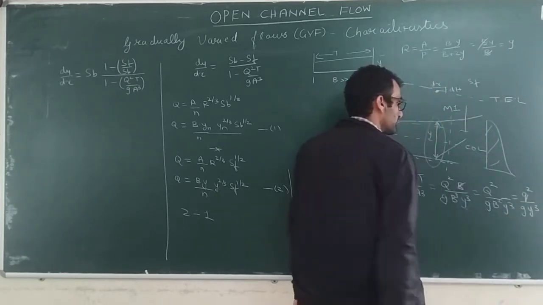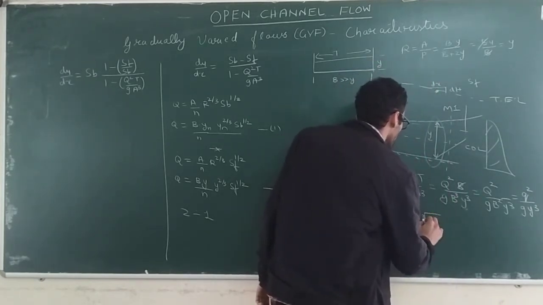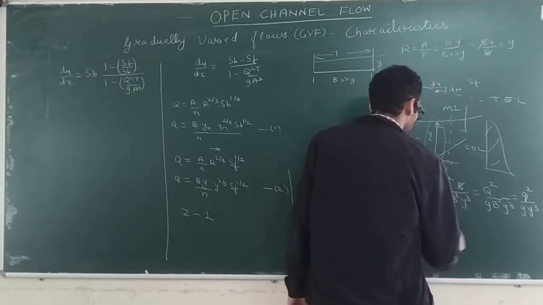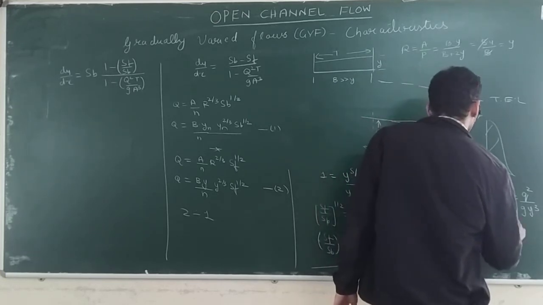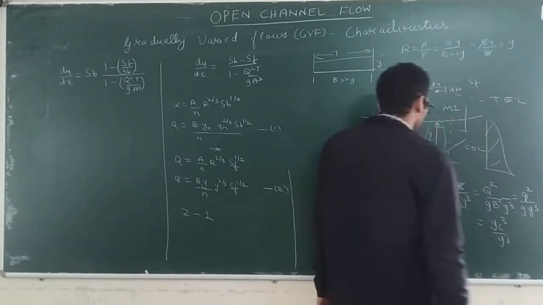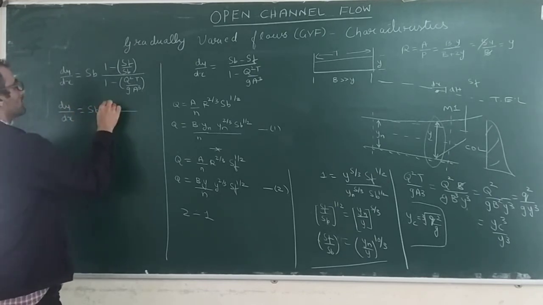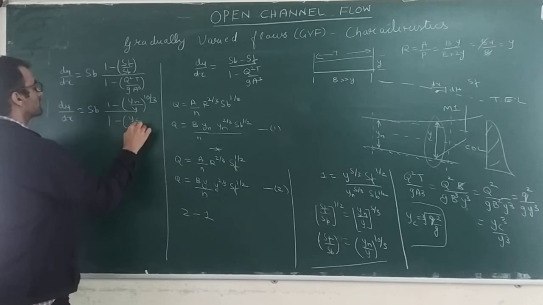But what is q square by g? We know that the critical depth is the cube root of q square by g for a rectangular channel. So q square by g is Yc cube. So you can write this Q square T by g A cube as Yc cube upon Y cube. So dy by dx will be SB times 1 minus Yn by Y to the power 10 by 3, upon 1 minus Yc by Y to the power 3.